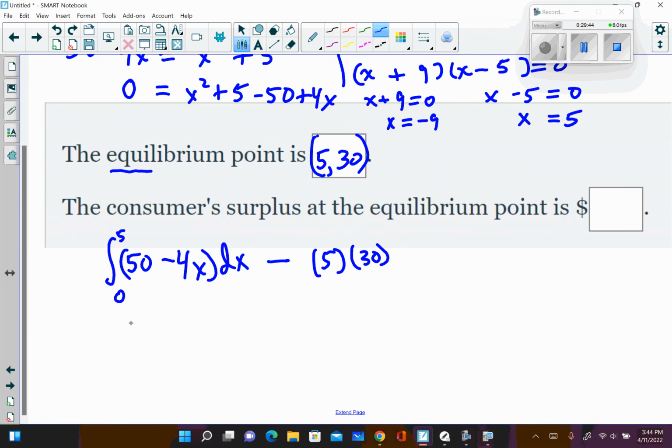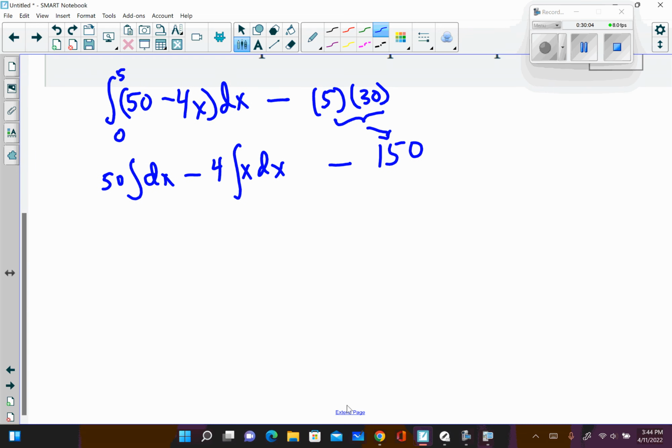We'll distribute the integral symbol. The integral of the first term, which is 50, also distribute dx, minus the integral of the second term, which is 4x dx. After that minus sign, we have 150. The integral of dx is just x. There's a 50 in front. The integral of x dx is x squared over 2. There's a 4 in front. We put a bracket here with 0 and 5.